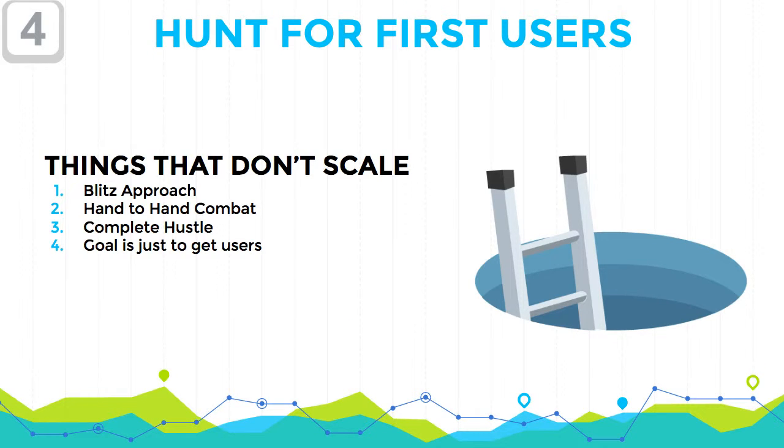The fourth step is to hunt for your first users. This is all about doing things that don't scale. This is a blitzkrieg approach, hand-to-hand combat. It's a complete hustle. The goal is just to get users so that you can get feedback.